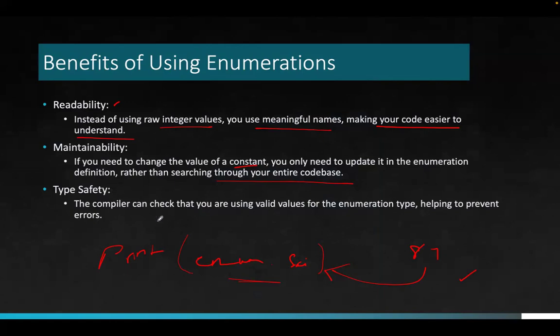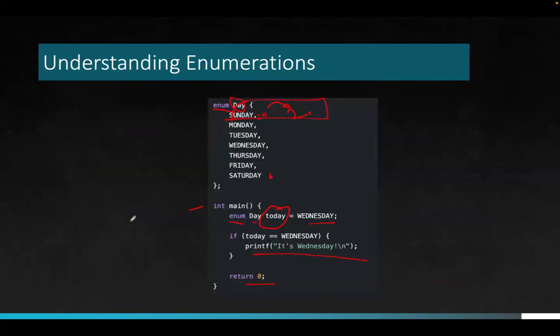Next, safety as well. The compiler can check whether you are using valid values for the enum type or not. If you are not using valid values for the enum type, it will throw an error, which helps prevent errors. These are the benefits of enum. If you use the right enum during your coding, you can save your time, save your memory and allocations, and make your code versatile as well.